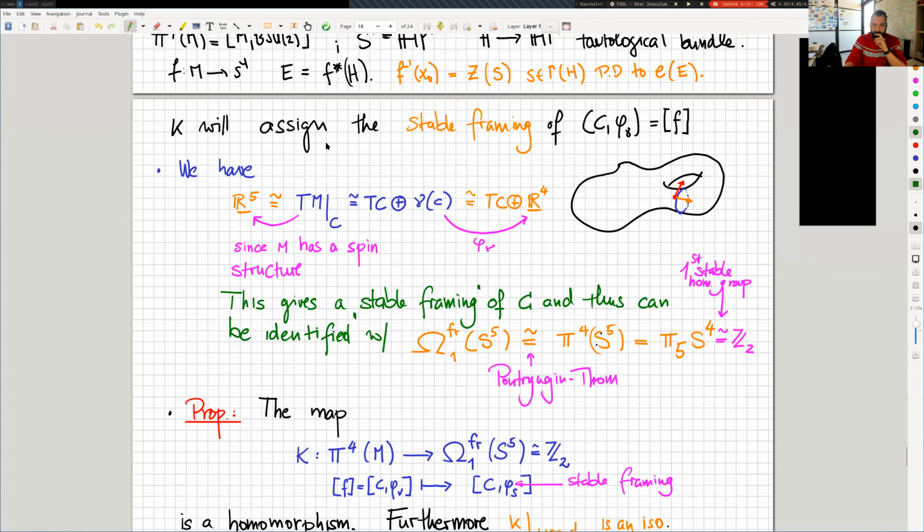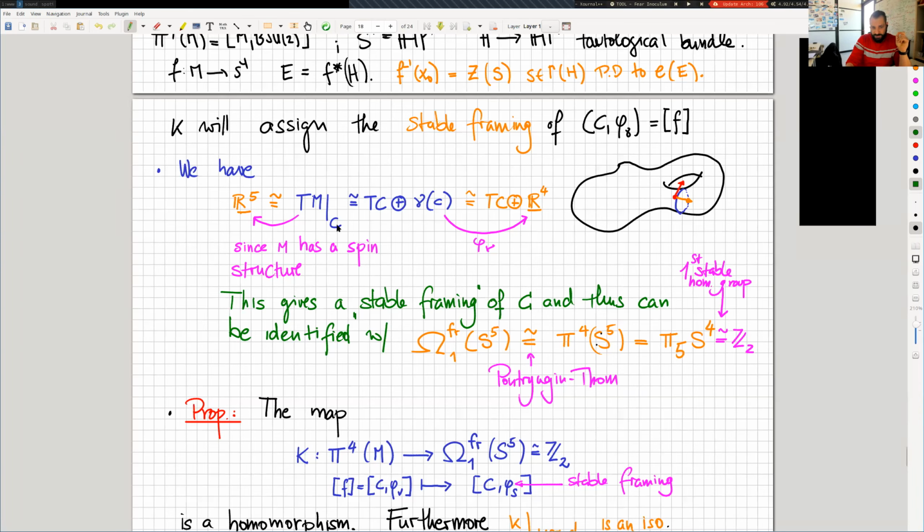And I will assign to every such normally framed submanifold a so-called stable framing. And what is the stable framing? The stable framing is produced like the following. Start here in the blue. We have the tangent bundle of M. If we restrict it to our one-dimensional submanifold, we know it's trivial. And we know a little bit more. We assume that M is a spin manifold. It has a spin structure.